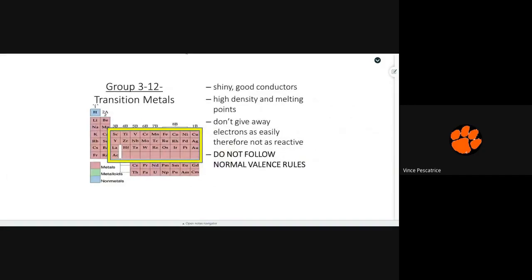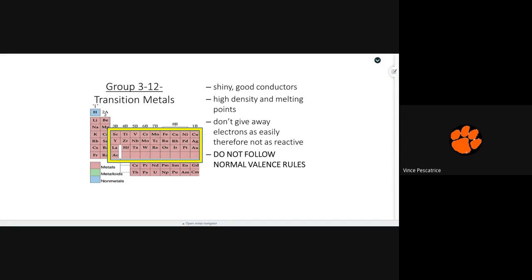All right, transition metals. These are the largest group on the periodic table. It's got the most elements in it. The transition metals are very shiny. They're good conductors, meaning they conduct electricity and heat very well. If you look in there, you'll see Fe is iron, nickel, copper, gold, silver, chrome, titanium. Those are all very good conductors, and they're strong, and we use them for a lot of things in the real world.